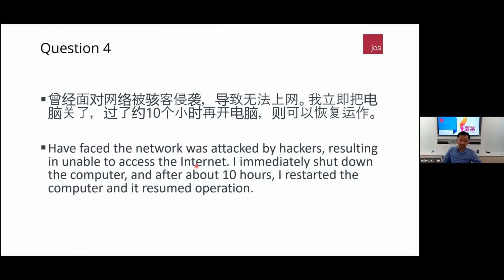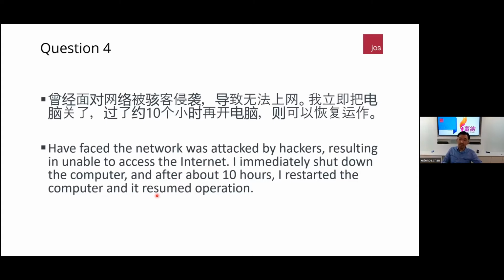Okay, this is the last question. We faced a network outage or attack by a hacker. The result was being unable to access the internet, so I immediately shut down the computer. After about 10 hours, I restarted the computer and resumed operation. We want to tell you, I'm sorry, your network was already hacked. Shutting down the server for 10 hours is not going to help the situation.